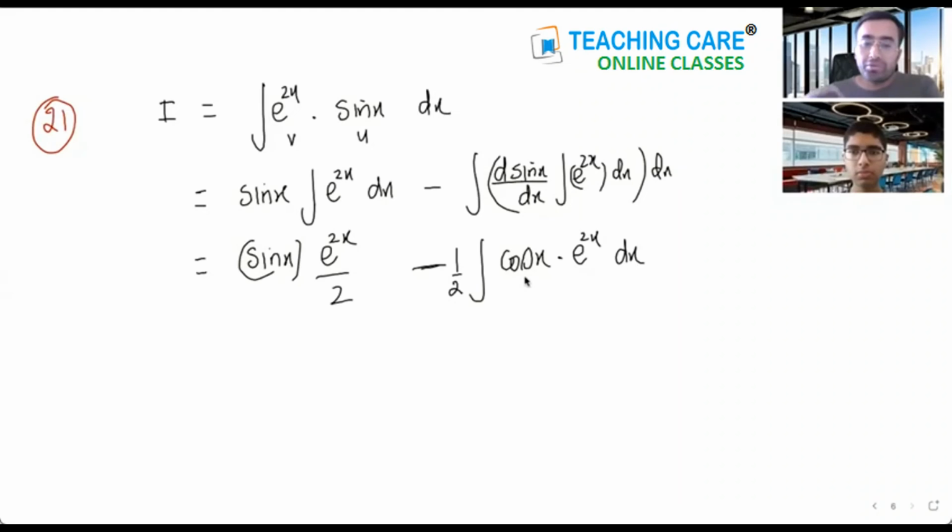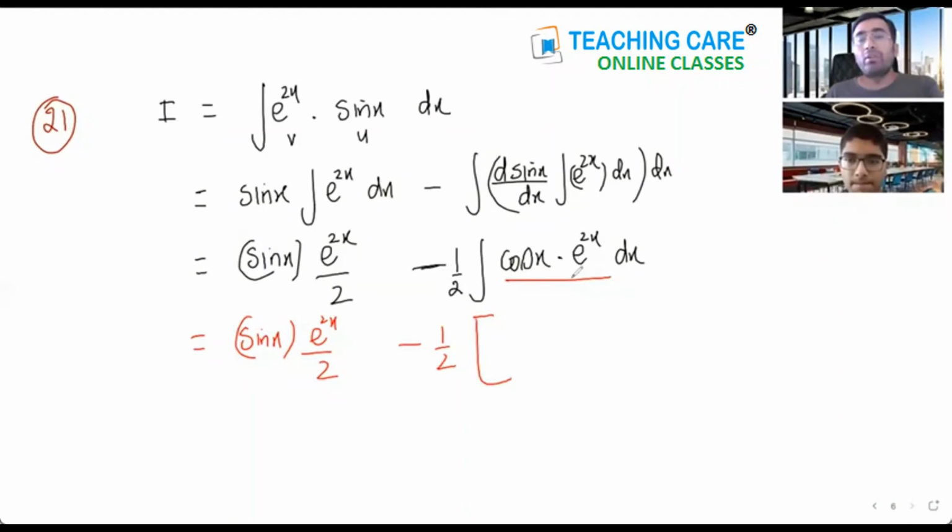Now, what is the problem with the question? It will go on repeating and repeating. So what we will do, we will write this term sin x as it is, and this is e raised to the power 2x by 2, minus 1 by 2, and take a bracket here. This is again the same thing. Now you take cos x out and integrate e raised to the power 2x dx, minus the derivative of cos x times the integration of e raised to the power 2x dx.